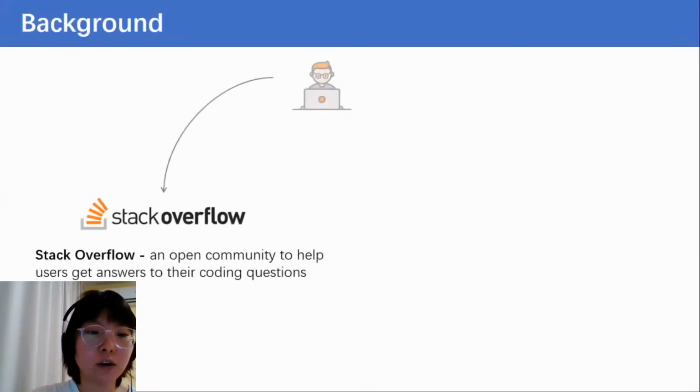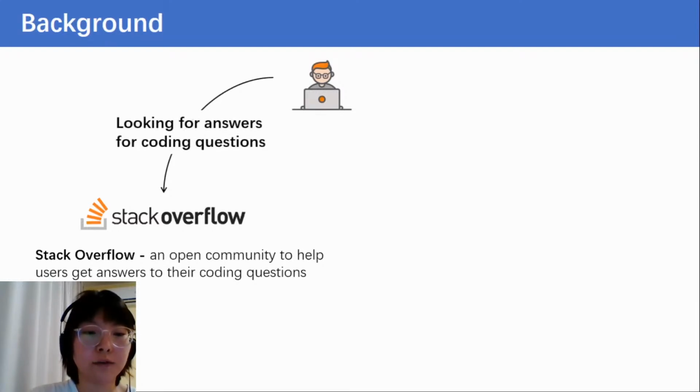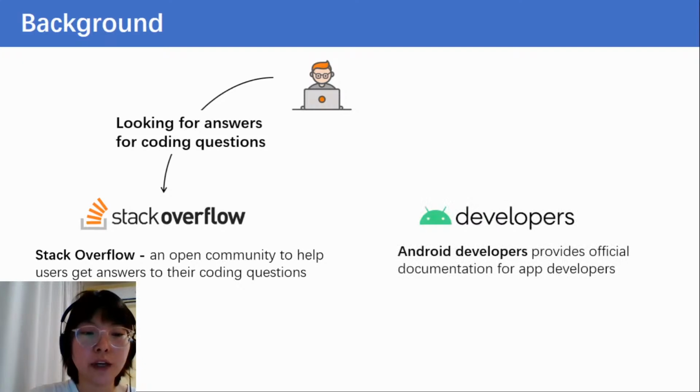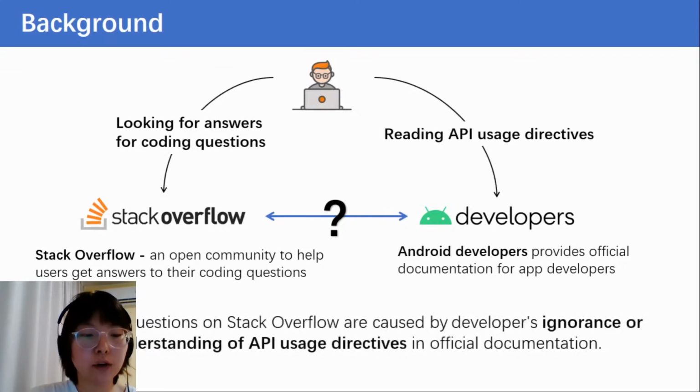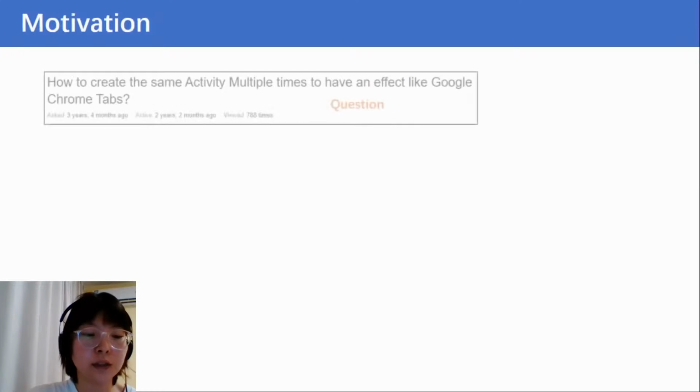As we know, Stack Overflow is an open community that helps users get answers to their code questions, and developers often look for answers there. In addition, developers often read API usage directives from official websites. However, what is the relation between Stack Overflow and official documentation? In this work, we would like to link documentation with Stack Overflow. From previous studies, many questions on Stack Overflow are caused by developers' ignorance or misunderstanding of API usage directives in official documentation.